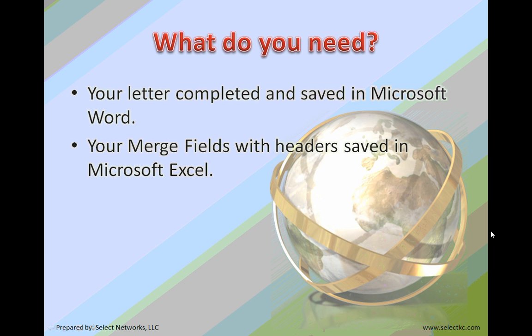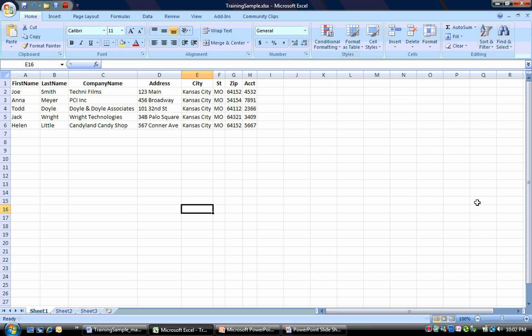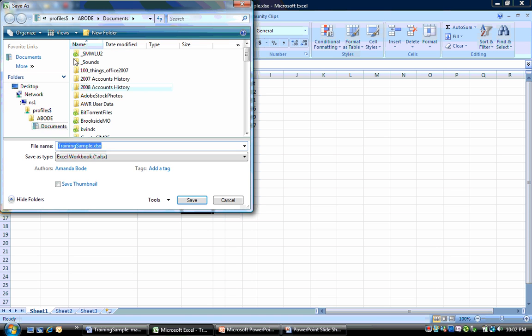Let's go ahead and take a look at the samples that we have prepared using both Microsoft Word and Microsoft Excel. In Excel, I have a very simple 5-field spreadsheet for this example. We have our first name, last name, company name, address, city, state, zip, and account. I've already saved the document, training sample, and I've put it in my Documents folder.